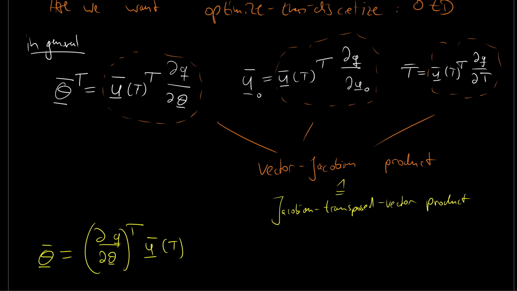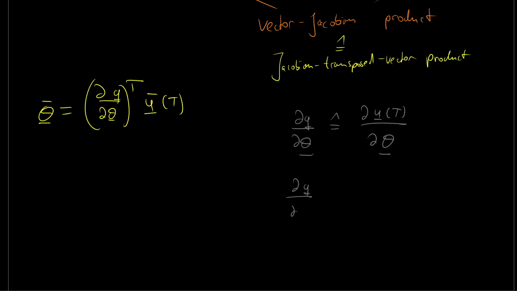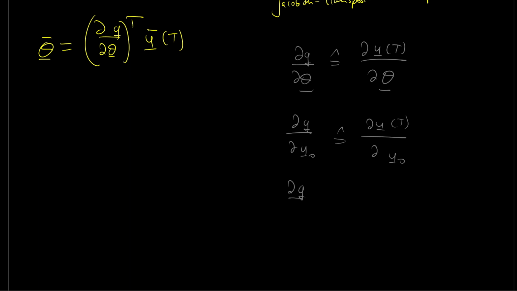And also for later on, I think it is helpful to see that the Jacobian of Q with respect to theta is essentially the same as taking the Jacobian of the output of that function with respect to theta. So in other words, dq with respect to d theta is essentially the same as taking the derivative of u at final time with respect to theta. And the same, of course, if we take q with respect to u0, this is the final value with respect to u0, and the same is true for q with respect to capital T, which will be u at capital T with respect to capital T.